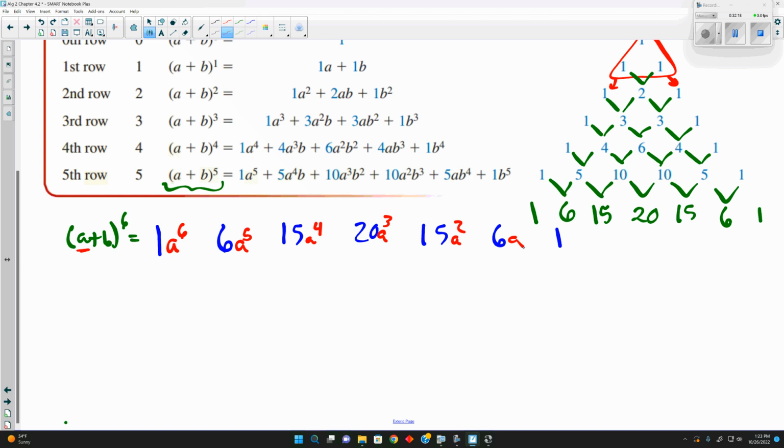Now b is going the other direction. It starts off at 0. So here we would technically have b to the 0, which is just 1. Then our next one would be b to the 1st, then the 2nd, 3rd, 4th, and b to the 6th. Now for us, we can just put plus, plus, plus, plus. Because if it had minus b, we can just take that negative and put it in place of b, and it'll alter the signs accordingly. And that's all we would need to do this here.